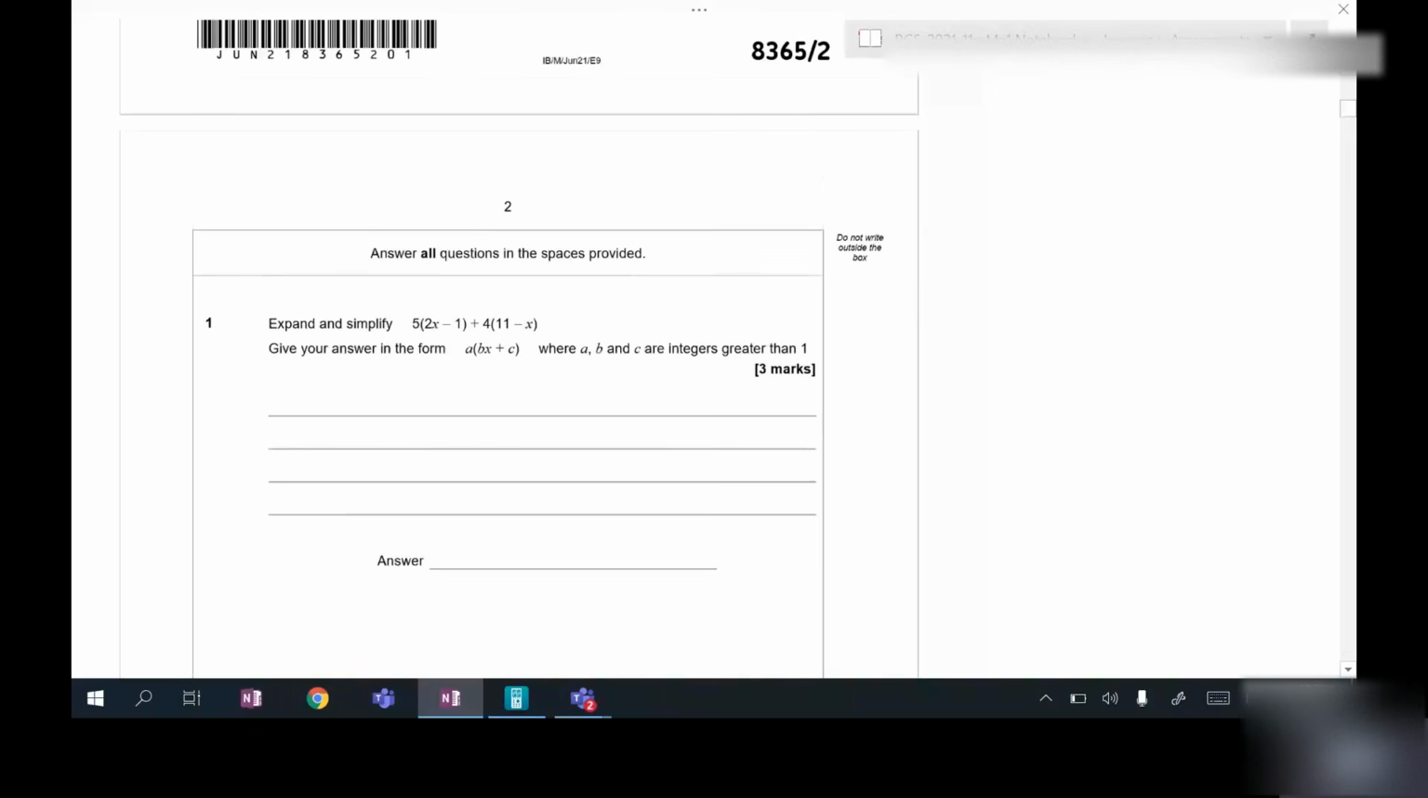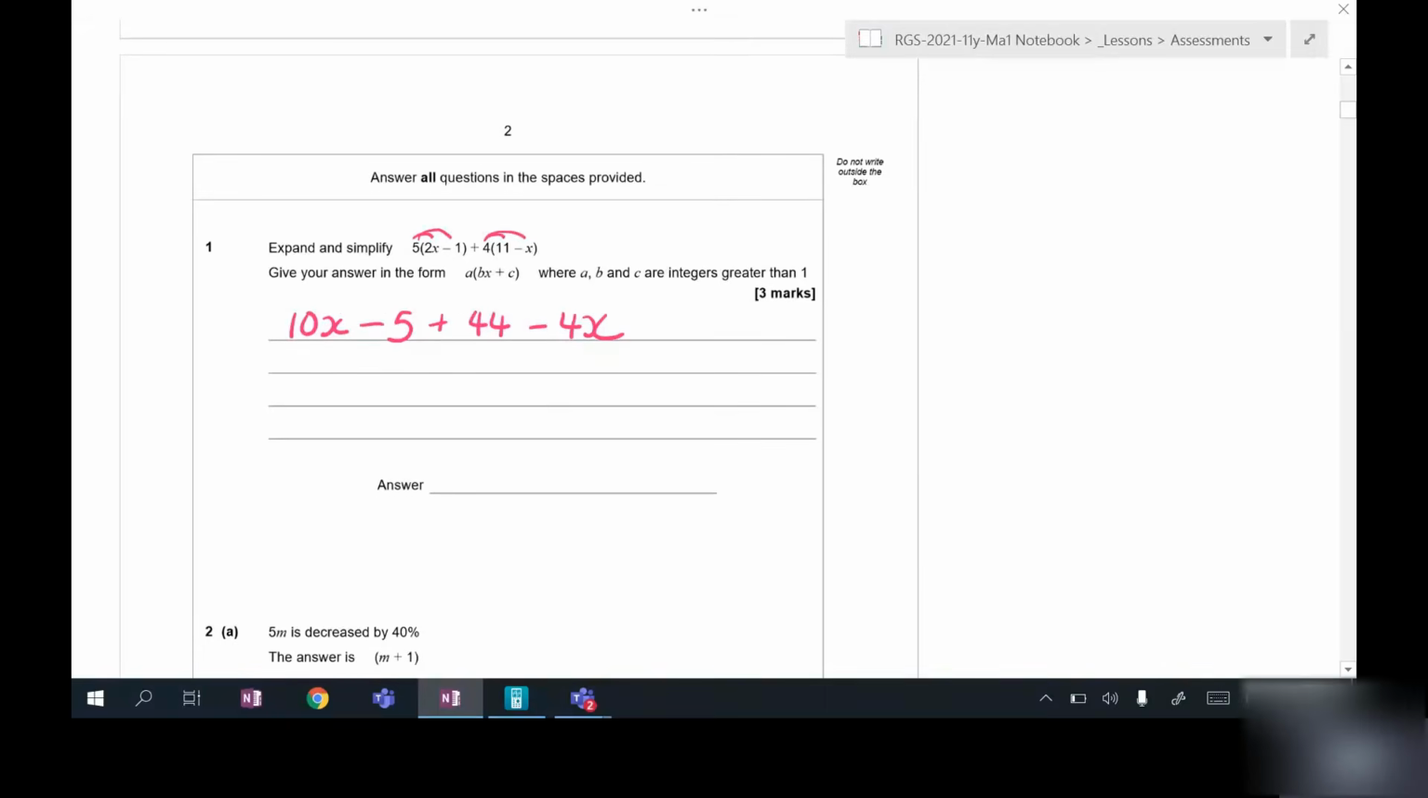Expand and simplify. Relatively easy, could have this at GCSE. So we're going to expand the first brackets to get 10x take away 5, and then the second brackets 44 take away 4x. If we collect like terms together, 10x minus 4x is 6x, and minus 5 plus 44 is 39. It then wants our answer in this form here, so it's in factorised form.